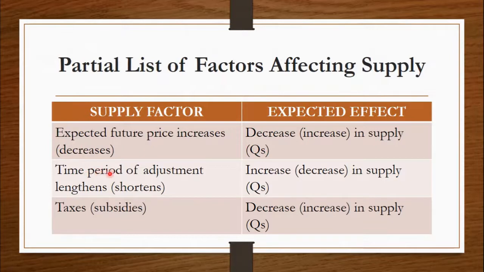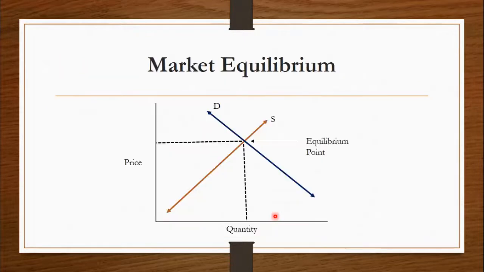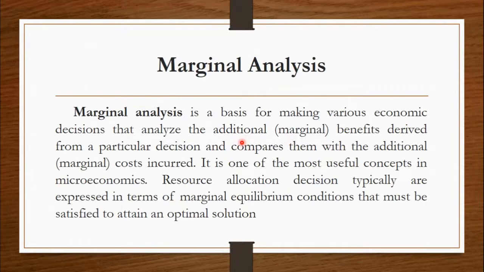So time period of adjustment lengthens, there is an increase in supply. Then if there are taxes, dako imong taxes, there is a decrease in supply. So as I mentioned a while ago, di ba, at the start, you have your supply and your demand. Thus, the meeting point is your equilibrium point. So next, let's move on to marginal analysis.